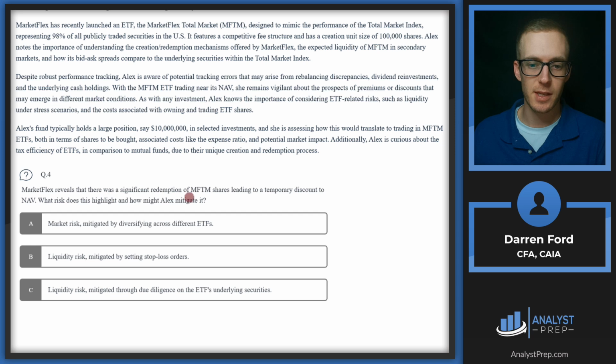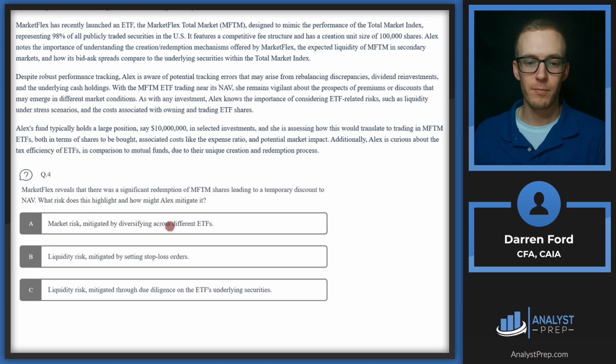So there's a significant redemption leading to a temporary discount. What risk does this highlight? So a redemption is basically going to cause selling pressure. If there's a large redemption, the ETF is going to have to sell underlying shares as well to meet those redemptions. And so if those underlying securities are not super liquid, think something like microcap or small cap stocks, if the daily volume in those stocks is not liquid, then the ETF selling pressure is basically going to lead to market impact on those underlying stocks.